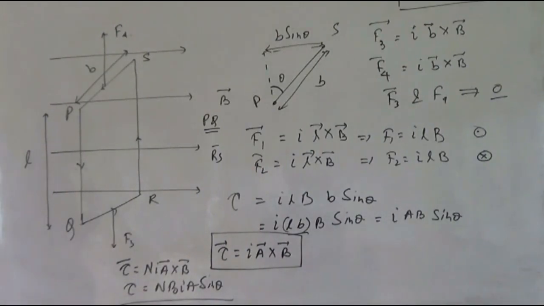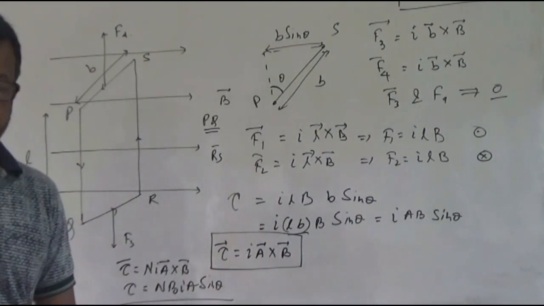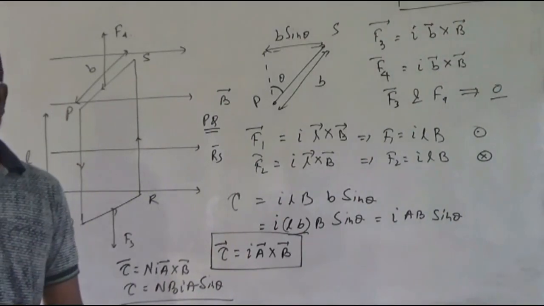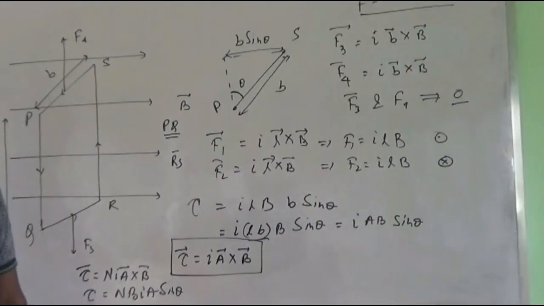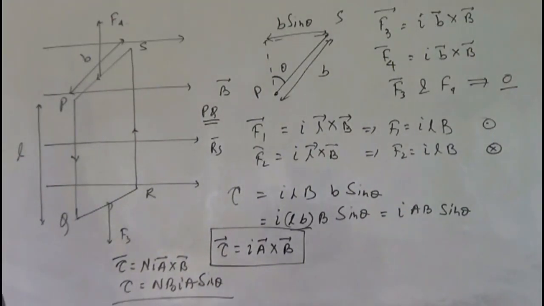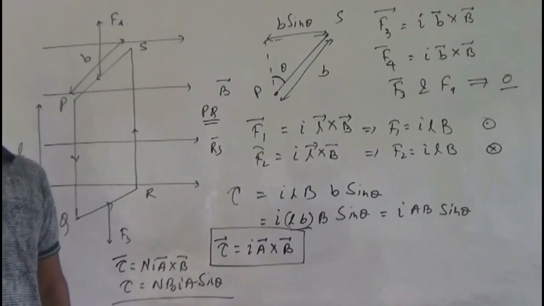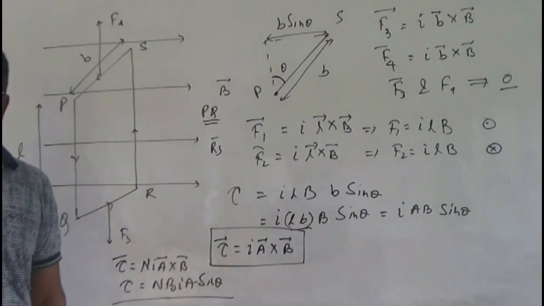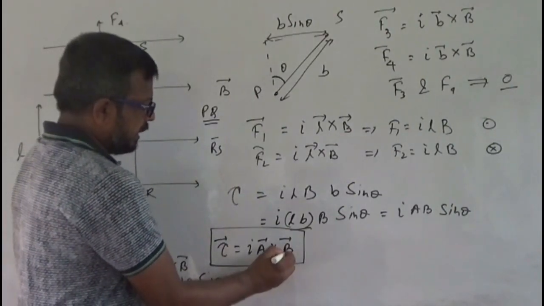Okay, now we have deduced the expression for the torque on a rectangular current loop in a uniform magnetic field. If the loop has another shape, that is, it is not a rectangular loop, it may be circular, elliptical, or any other shape. In all cases, we can prove that the torque on a current carrying loop is equal to tau equals I A cross B. B is the magnetic field strength.